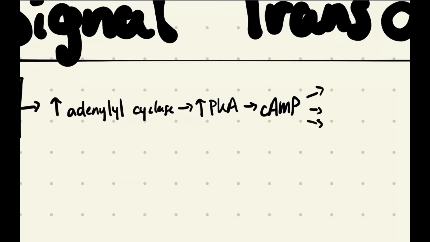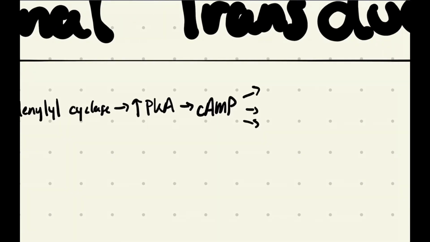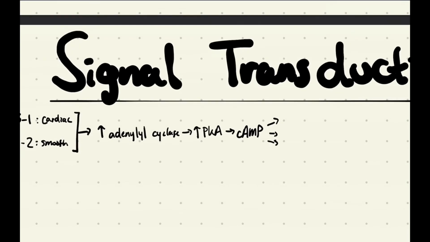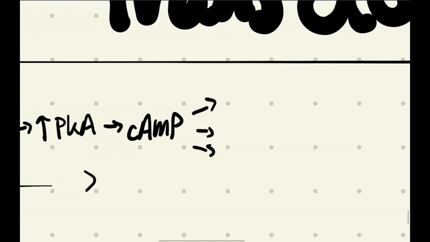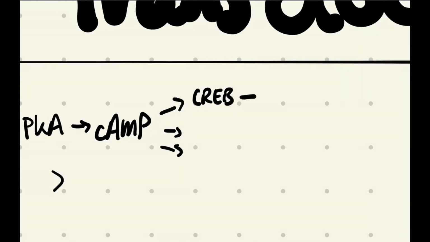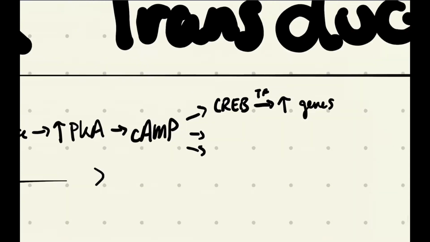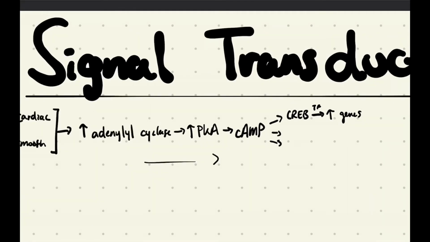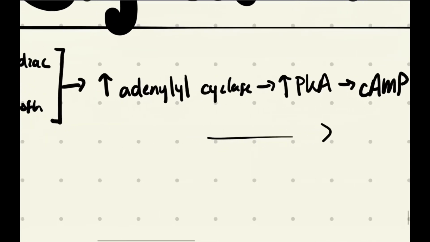And cyclic AMP is going to have a lot of downstream effectors, and that's the entire reason why we call this signal transduction, because one signal is leading to a multitude of effectors. Now, one of those effectors I wanted to talk about was that cyclic AMP can activate CREB. CREB is a transcription factor, and as a transcription factor, it increases the transcriptional levels of certain genes, okay? And as a result, you're going to have increased expression of certain genes, all right?